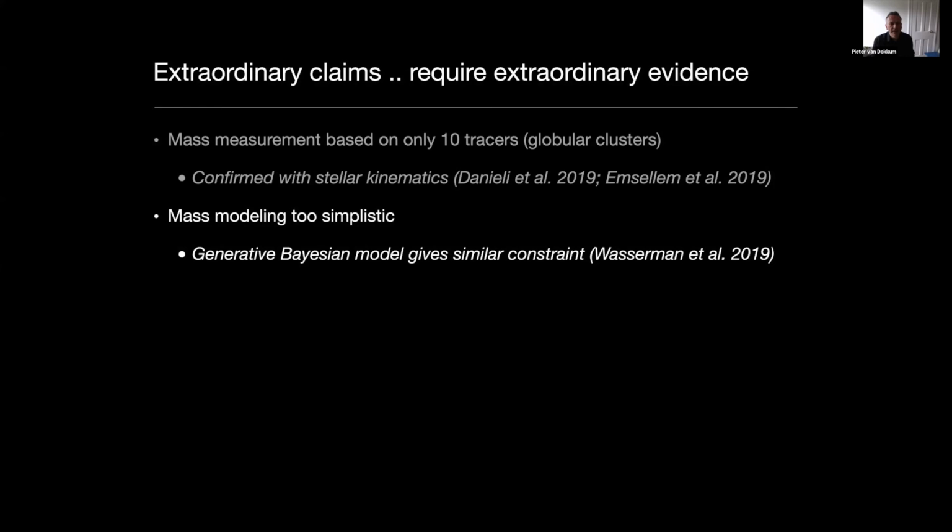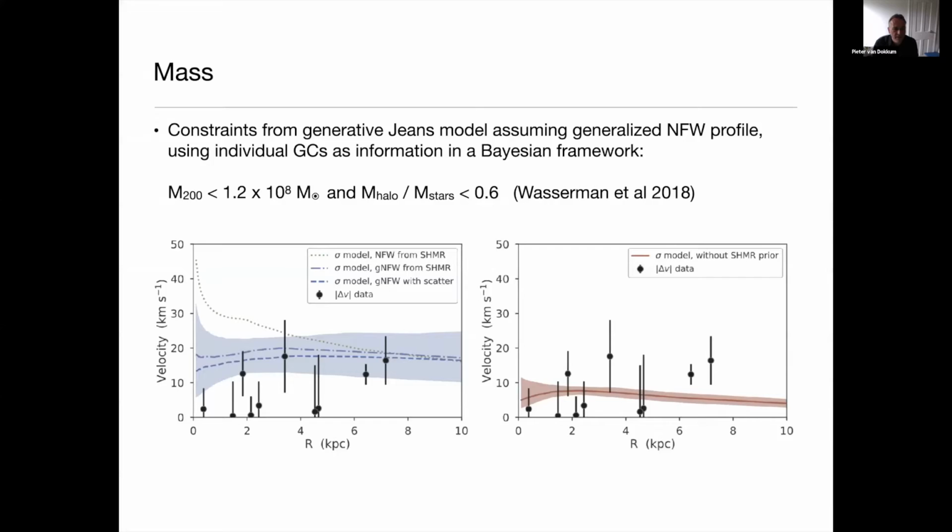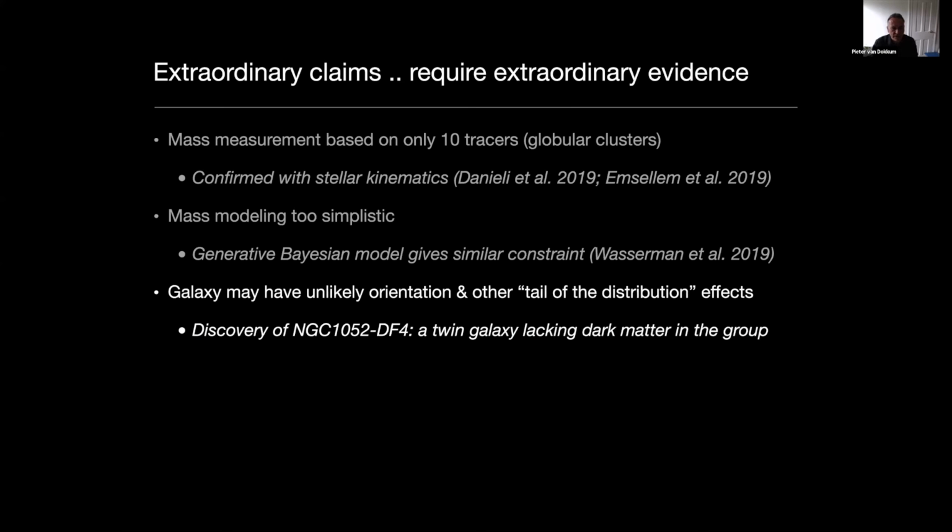So there was that. Then the mass modeling is too simplistic, and so we did the hard work of creating an actual model where we used the individual globular cluster velocities and the dispersion as constraints, and made a generative Bayesian model to assess that. And Wasserman showed that yep, you essentially get the same result, an upper limit on the amount of dark matter. I'll skip that for time, but I'm happy to go back to that if people ask.